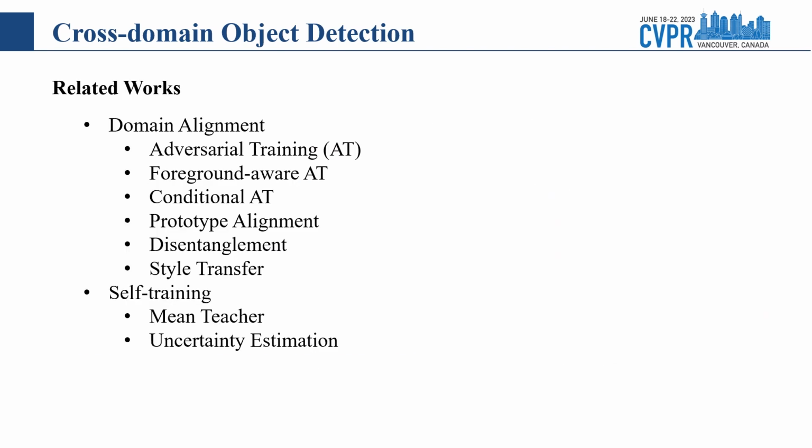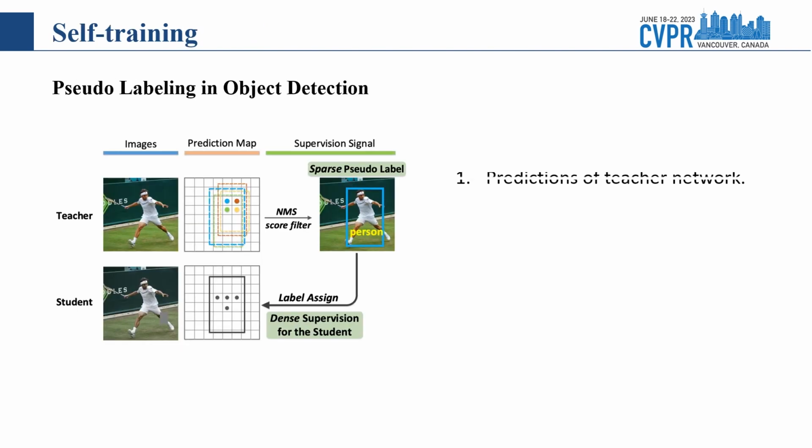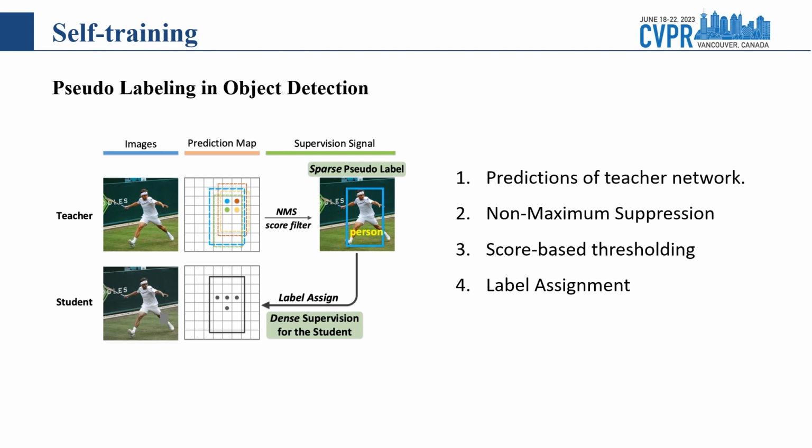Existing works can be roughly divided into two categories. The first is domain alignment, which tries to minimize the domain gap between the source and the target domains. The second is the self-training methods, which generate the pseudo labels for the unlabeled target images. The self-training methods have achieved promising results because self-training could maximally leverage the target information. It usually includes 4 steps of pseudo labeling in object detection, including obtaining the predictions of the teacher network, applying NMS, score-based thresholding, and label assignment.